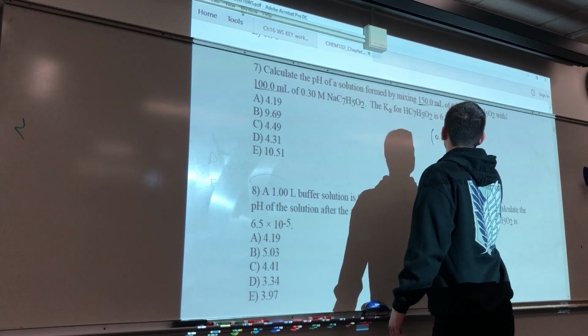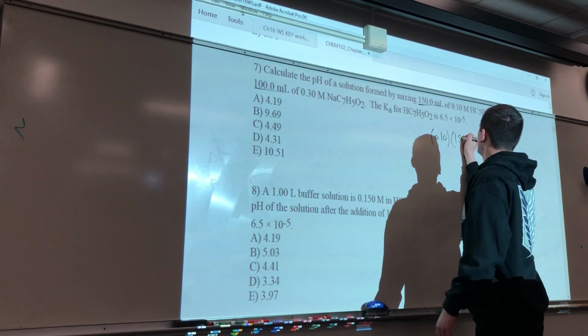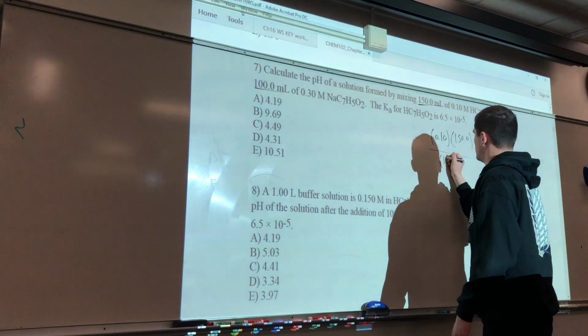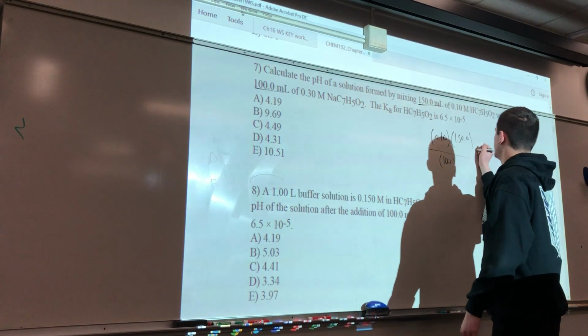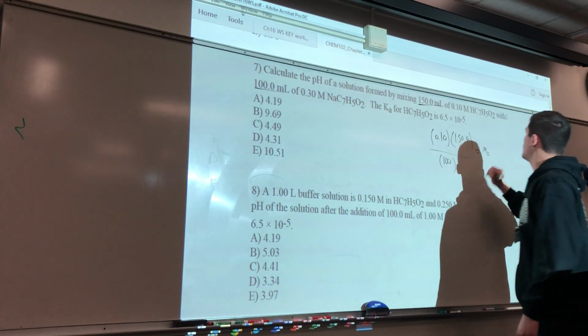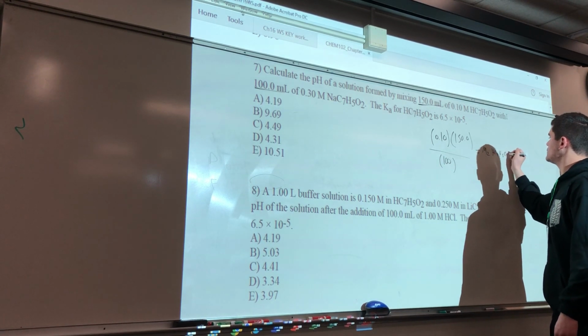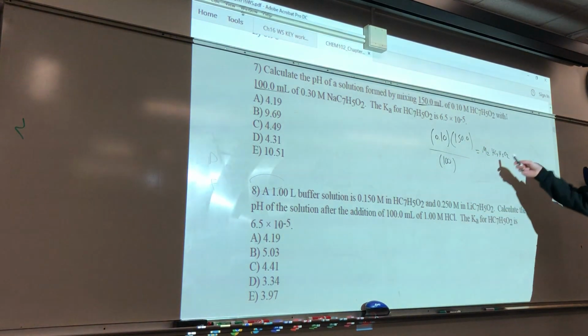Now robotics still 5. 50, 52, and that gives me an M2 of the C7H5O2. Yeah? Can someone do this one?